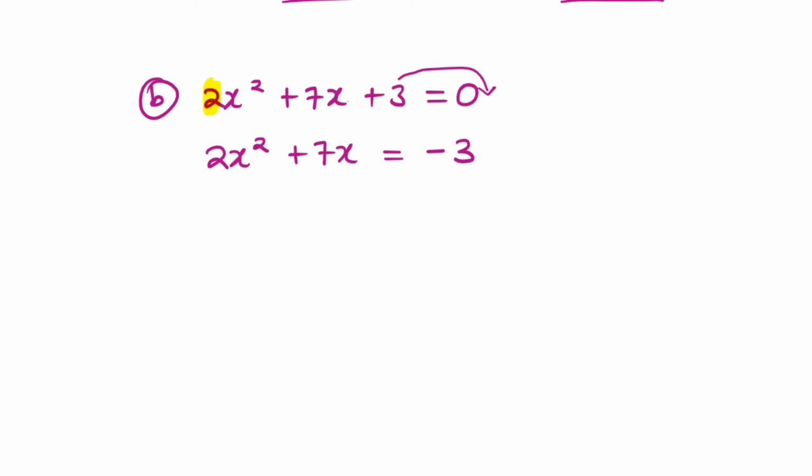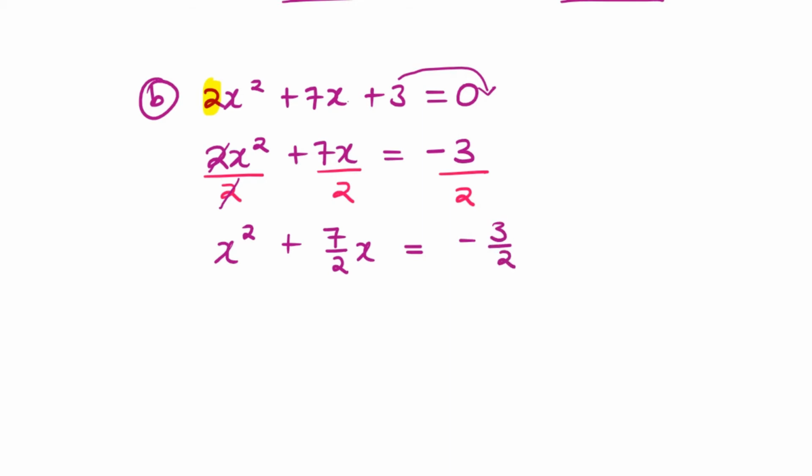From there, the coefficient of x squared should always be a 1. So what are we going to do? We are going to divide throughout by 2. Alright, so we are dividing by 2 here, by 2 there, and by 2 there. From there, 2 divided by 2 is 1. 1 multiplied by x squared is x squared, plus here we are going to have 7 over 2 x is equal to negative 3 over 2.